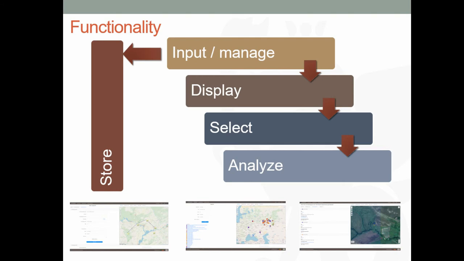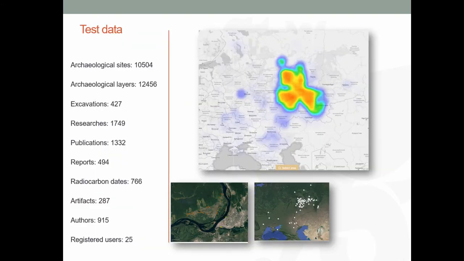Functionality of our system is based on these principles. You can input and manage data, store it, and display, select, and analyze all the stuff which is inputted in the database. We also put some data there, mostly archaeological sites of the Middle Volga region, but not only this. This is a heat map of our data in the database, and several examples. So these are, for example, a selection of sites, selection of investigations, and the numbers of different types of data is here.